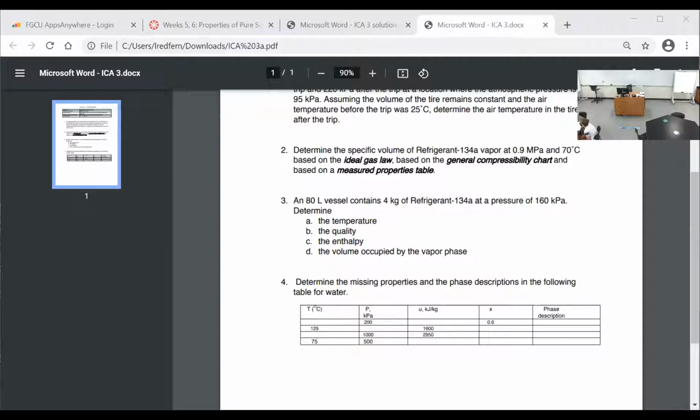So you can get your mass of your vapor because you know quality times your total mass is equal to the mass of your vapor. Your total mass is given as 4 kilograms, you solve for your quality, and that gives you your mass of your vapor. Your mass of your vapor times your specific volume of your vapor gives you your total volume.